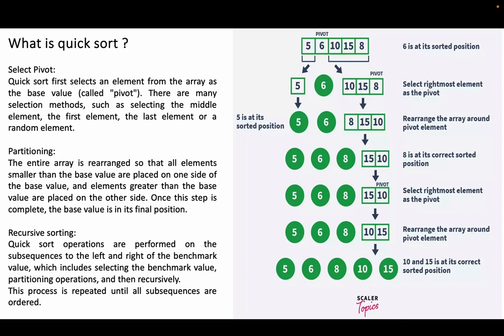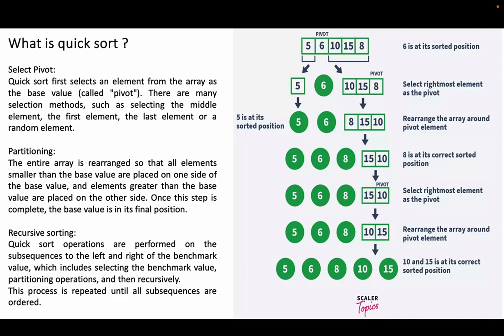The next step is recursive sorting. QuickSort operations are performed on the subarrays to the right and left of the pivot value, which includes selecting the pivot, partitioning, and then recursing. This process is repeated until all the subarrays are ordered. You can see the image on the right side.